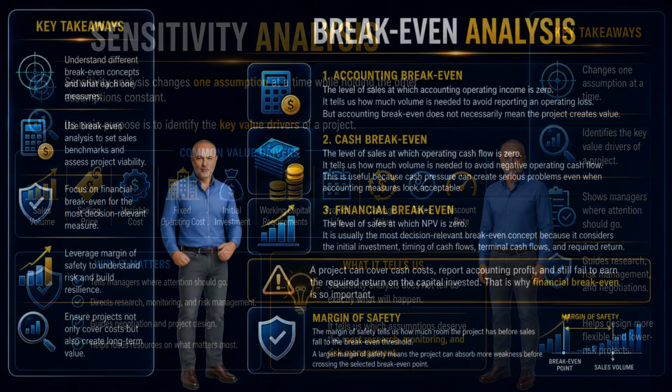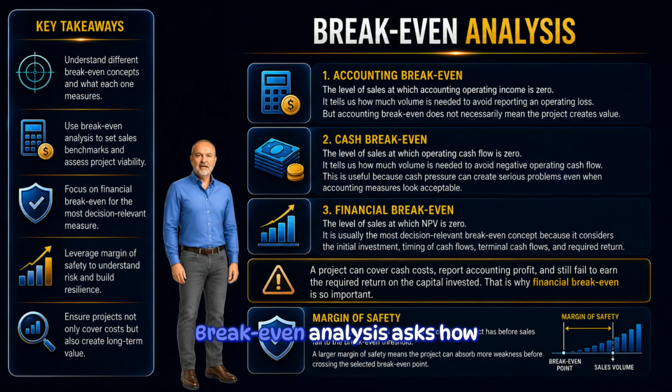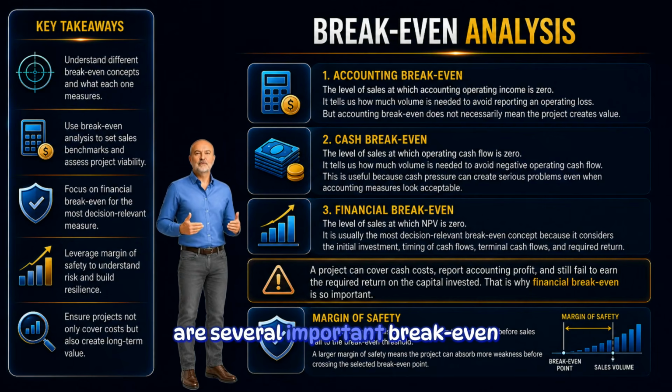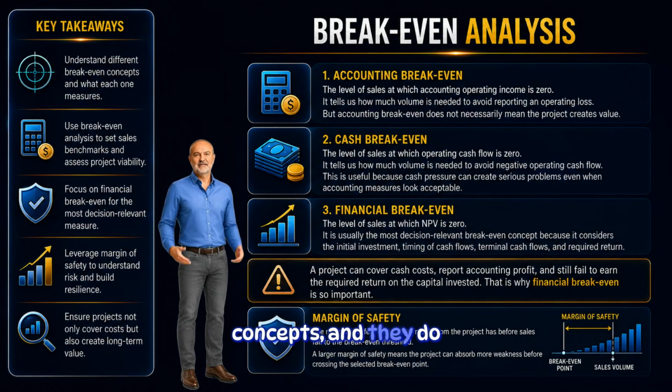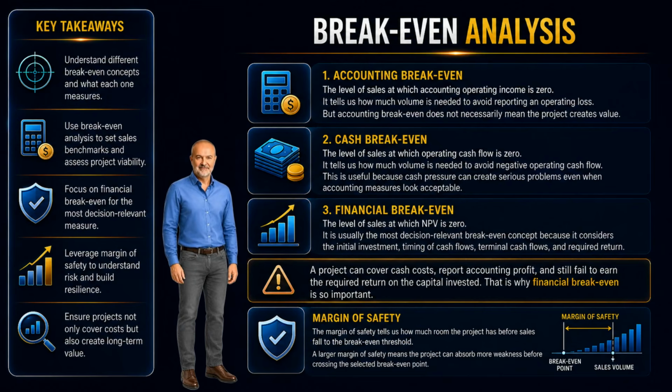Let's now turn to break-even analysis. Break-even analysis asks how much sales activity is needed for a project to reach a particular benchmark. In capital budgeting, there are several important break-even concepts, and they do not all mean the same thing. The first is accounting break-even. This is the level of sales at which accounting operating income is zero. It tells us how much volume is needed to avoid reporting an operating loss. But accounting break-even does not necessarily mean the project creates value.